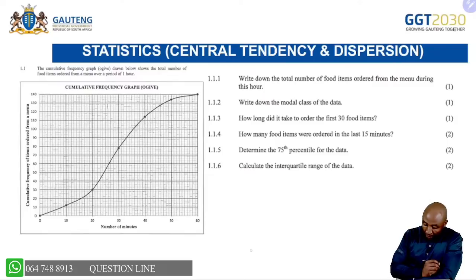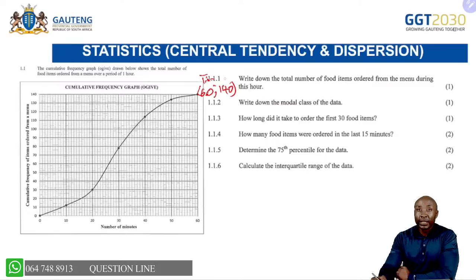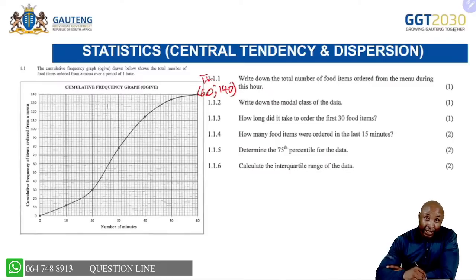So in the first hour, you are able to see that the last point plotted there will have coordinates 60 and 140. Remember, 60 is the time and 140 is the number of food items ordered. And you are able to read all those points from the graph and write the coordinates to help you see what is happening.